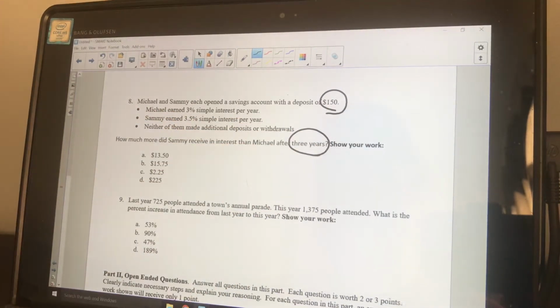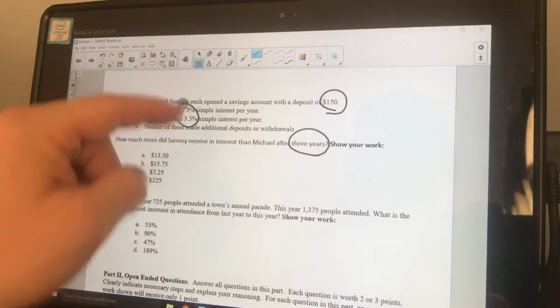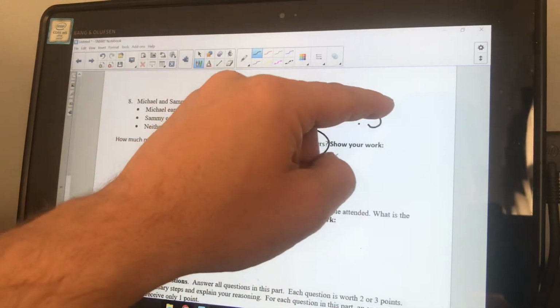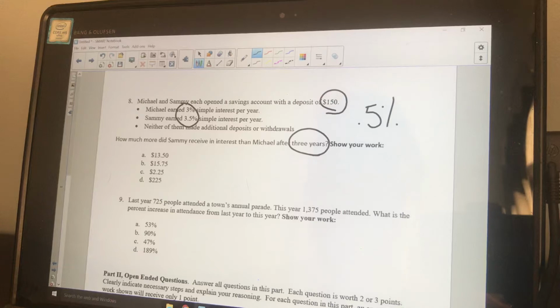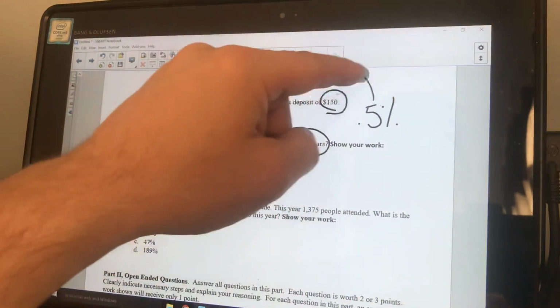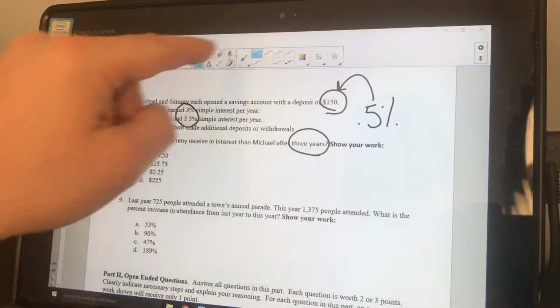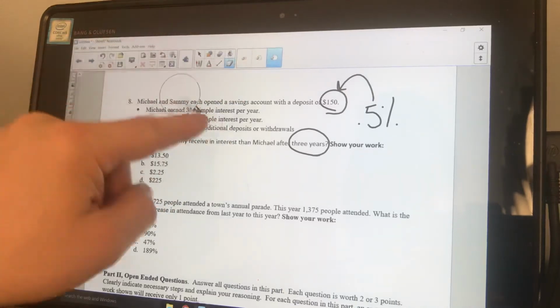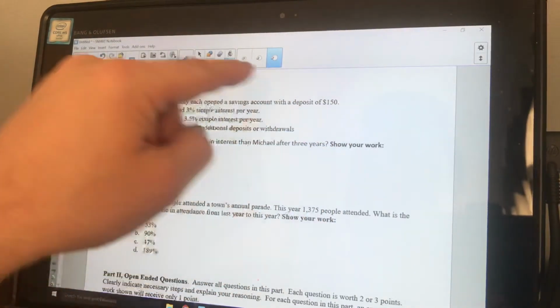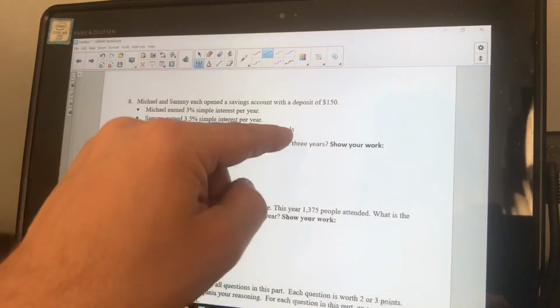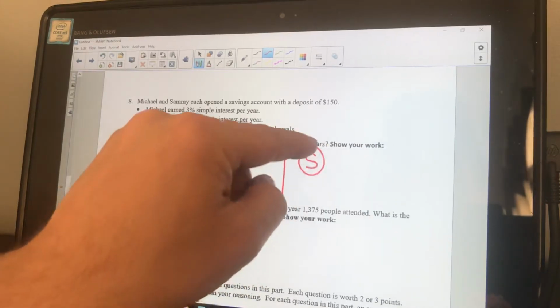Okay, so here's what we're going to do. We're going to first subtract the amount of interest, and we figured out that it's 0.5% difference over the amount of 3 years. Okay, 0.5% difference. That 0.5 is going to need to get multiplied by the $150. Actually, you know what? Now that I look at this, that's going to be a little bit too confusing. I'm going to have to break it down for you a different way. Let's just do Michael, and then we'll do Sammy. Sorry if you started writing stuff down already.